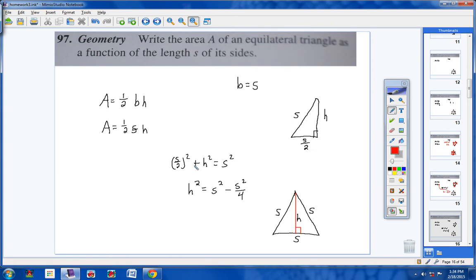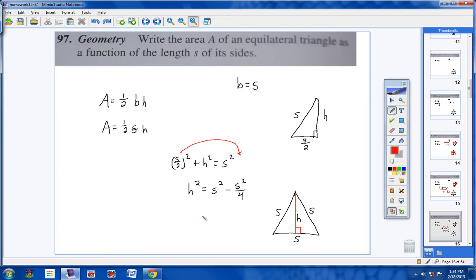So the first thing I'm going to do is pick up this fraction here, move it to the other side and make it negative. And I also went ahead and squared the fraction. If you square S, you get S squared. If you square 2, you get 4. Next, take the square root of both sides. So if you take the square root of H squared, you'll get H. If you take the square root of this side here, well, hold on a second. I think I'm getting ahead of myself.